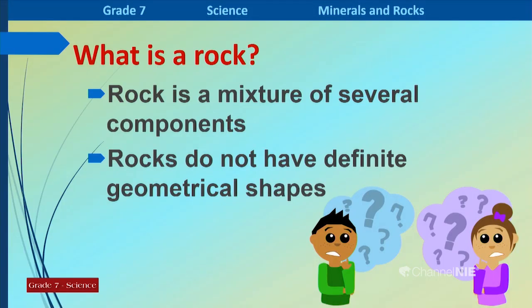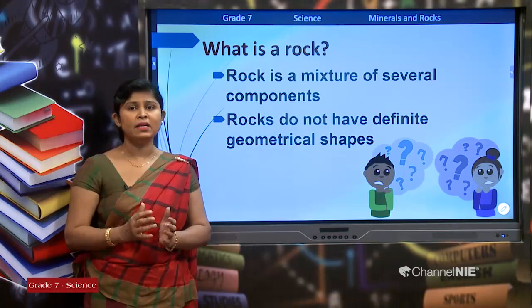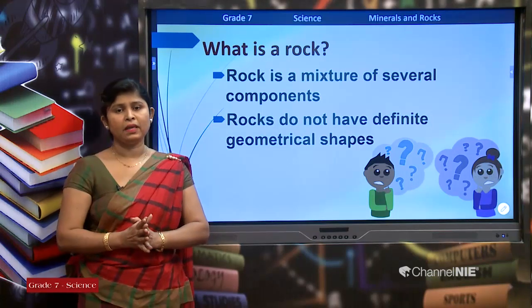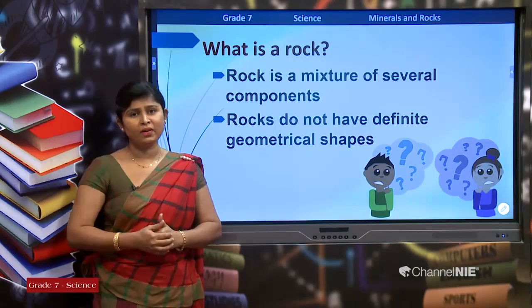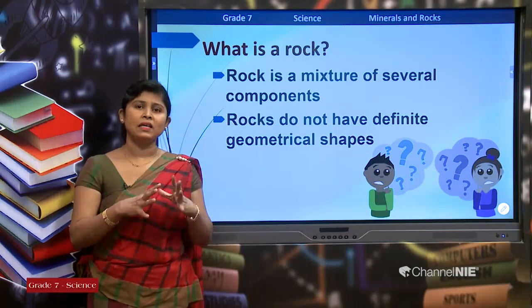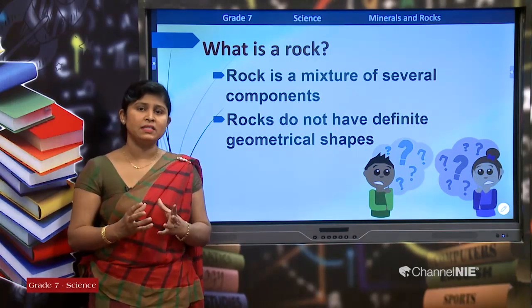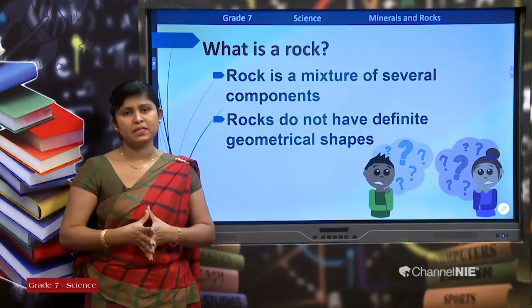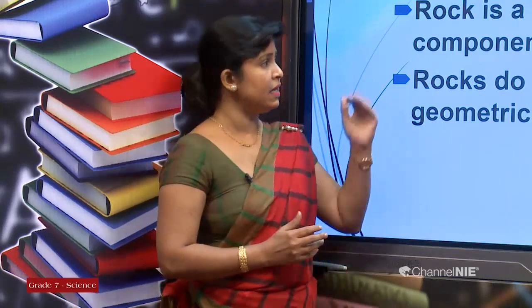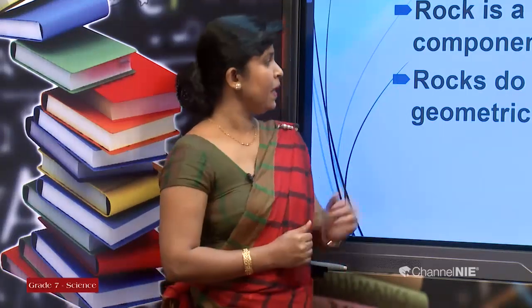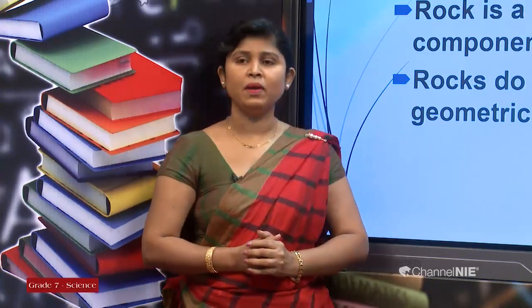Look at the points once again, I will explain. Rock is a mixture of several components. When I explained the minerals, I said that a mineral is not a mixture. It consists of only one component. But a rock is a mixture. It consists of different substances. A rock consists of different substances. It is a mixture, right. Rocks do not have definite geometrical shapes.